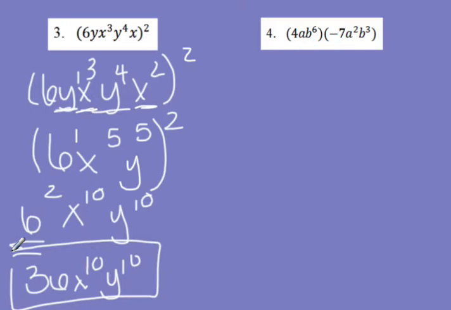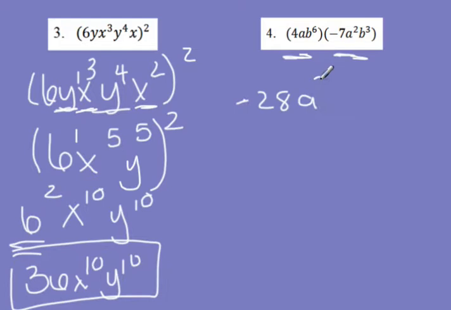Next, let's take a look at number 4. For number 4, we're going to multiply 4 times -7. The coefficients out front are going to be multiplied together. So that's going to give us a -28. A to the first times a squared, we're going to add those exponents.